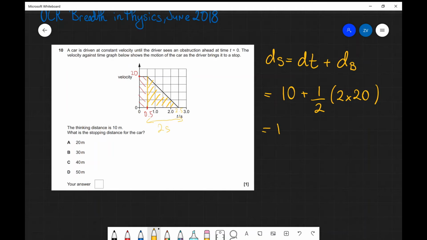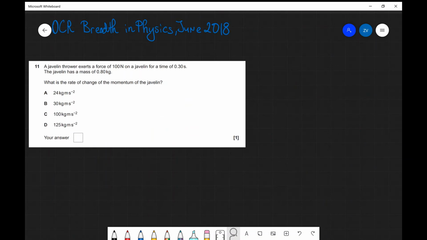That's going to be 10 plus 20, which is going to give us 30 meters in total. So the correct answer in this case is B, 30 meters. Moving on to question 11.